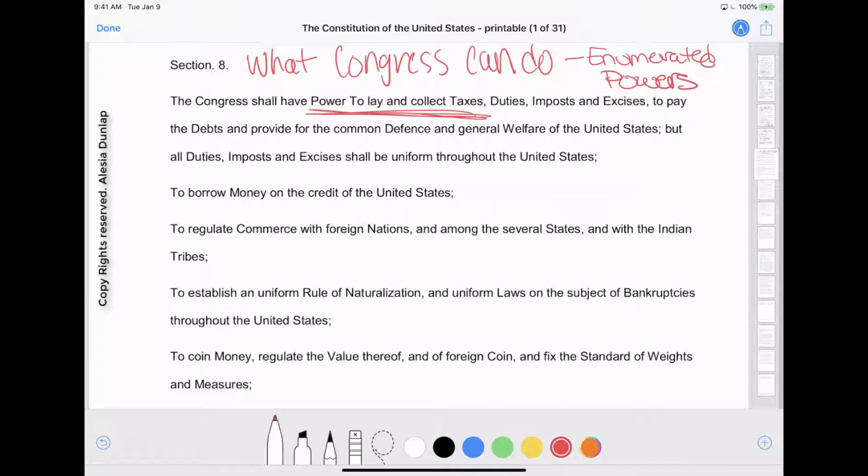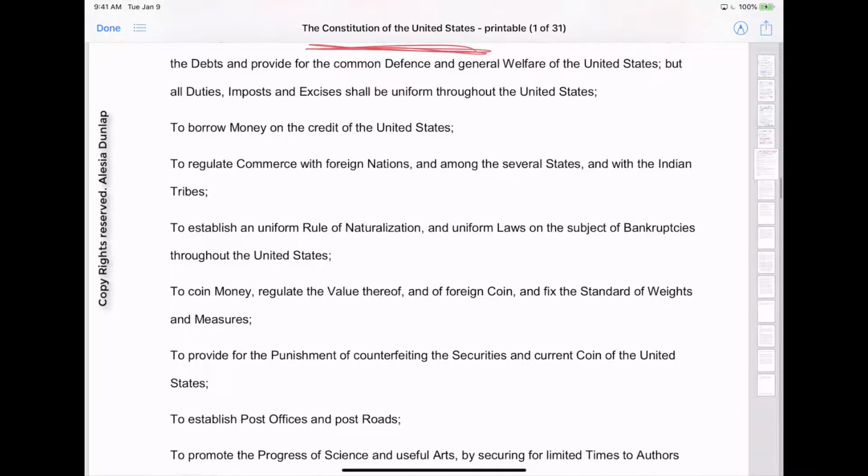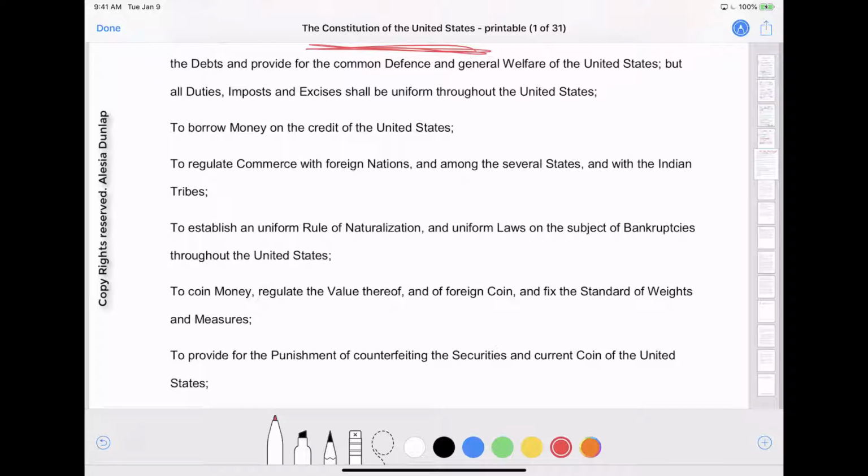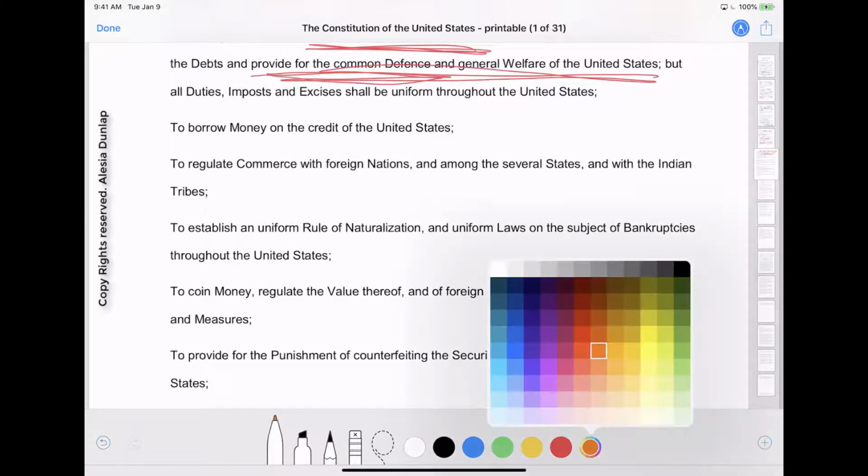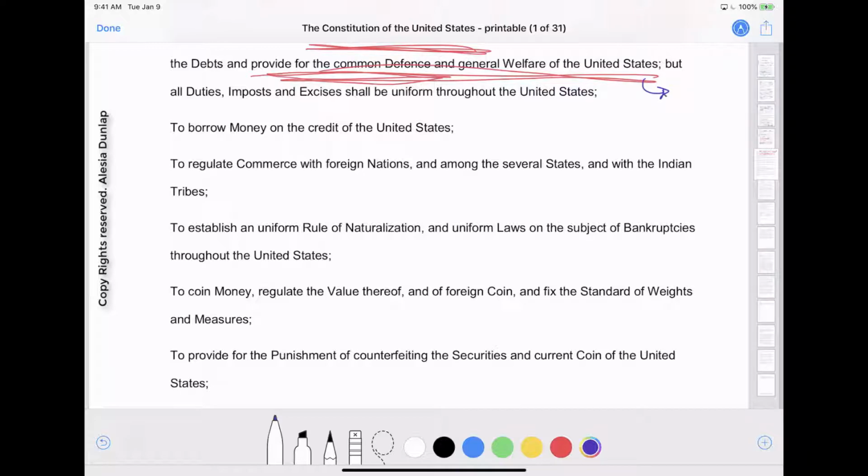And they can build an army. Isn't that great? Provide the common defense. Oh, look, that sounds familiar. And welfare of the United States. That sounds awfully familiar. What does that sound like? The preamble. Oh, the quoting of the preamble right there. But all duties, imposts, and excises shall be uniform throughout the United States. So you can't have more excise or more taxes than another state, right?